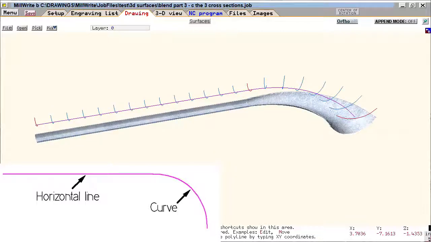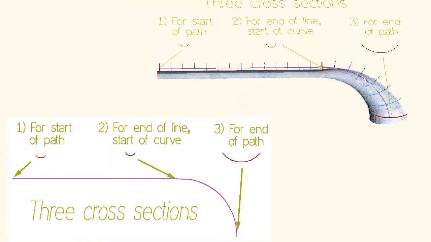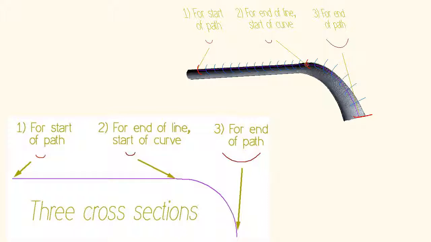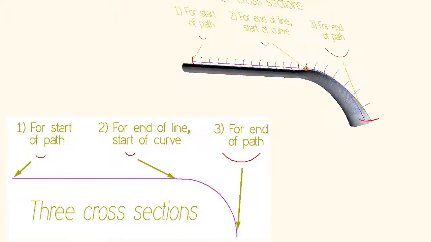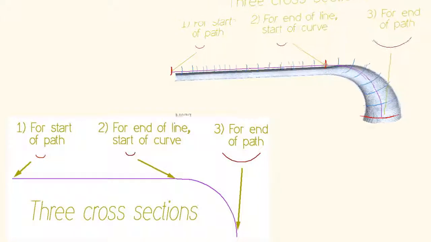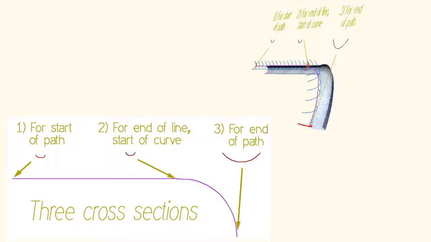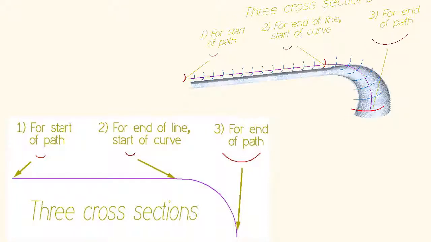This requires 3 cross-sectional shapes. The first sets the cross-section at the beginning of the line. The second sets the cross-section at the junction of the line and the curve. And the third sets the cross-section at the end of the curve.